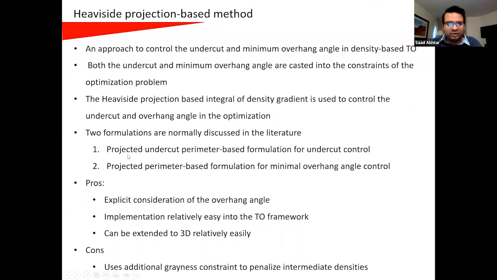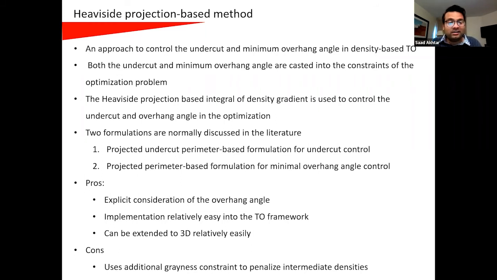And two of the formulations that are normally discussed within the heaviside projection based method are the projected undercut perimeter based and the projected perimeter based formulation. So we're not going to talk about undercut control, it wasn't really a problem for us, so we didn't explore it in much detail. We kept our focus on the minimum overhang control, which we were more interested in. So that's what I'm going to talk about in the next few slides.